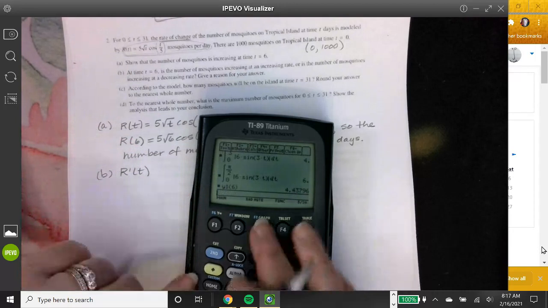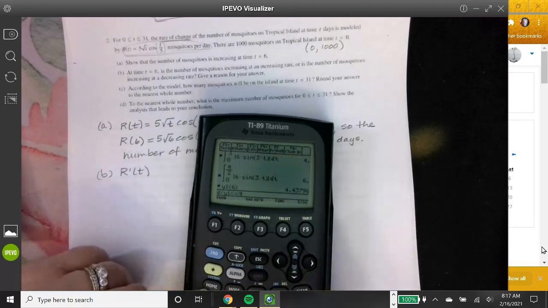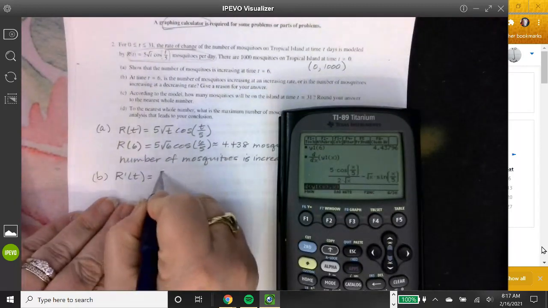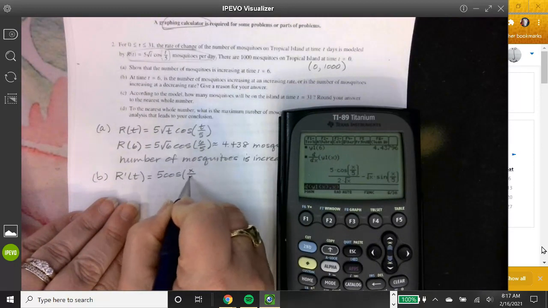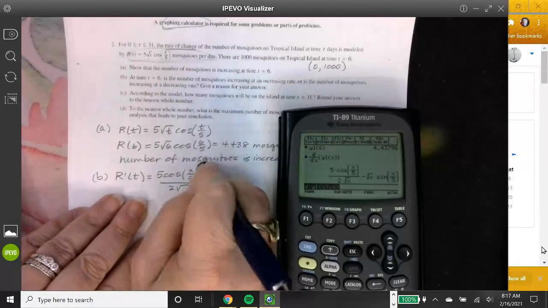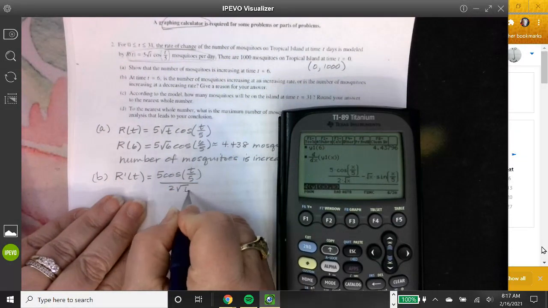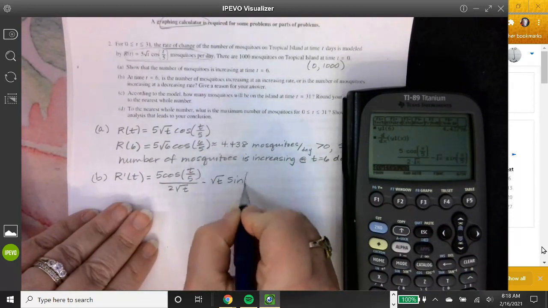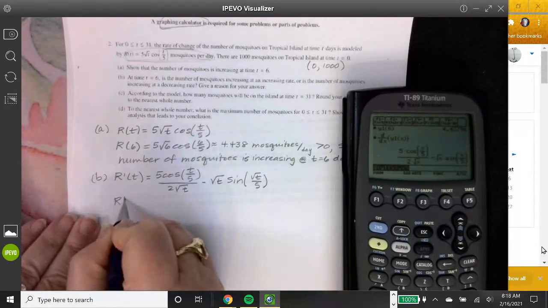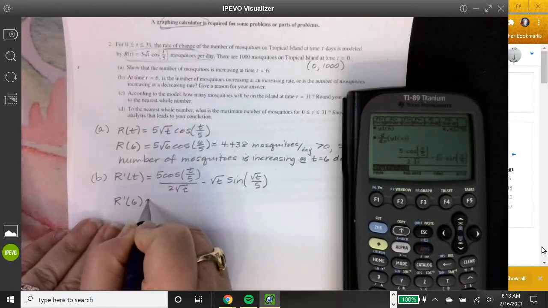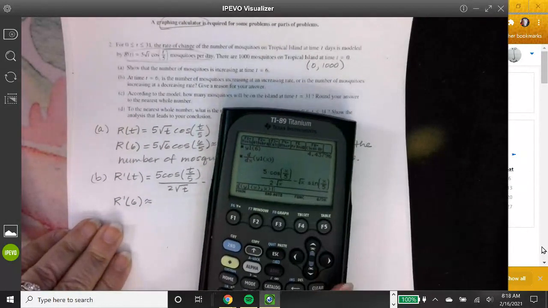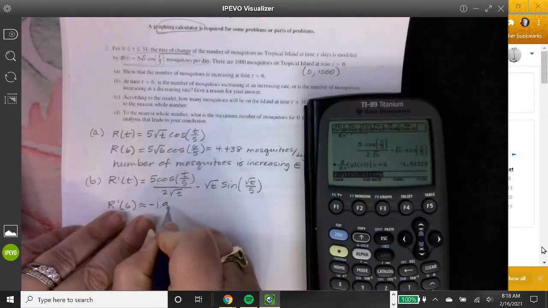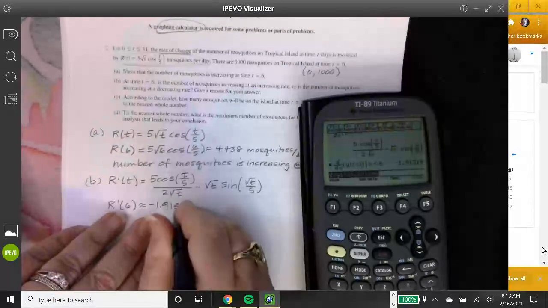So I'm going to go home and I'm going to go F3 derivative y1 of x, comma x, close. And then there's my derivative right there, right? So I'm going to write that down. That's 5 cosine of x over 5 over 2 root, I should make these t's, minus root t sine of root t over 5. And I want R prime of 6. Okay, so I'm going to use the such that bar, x equals 6. And I get negative 1.913 if I'm rounding. Make that 3 more legible there.